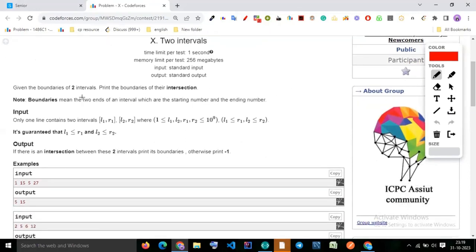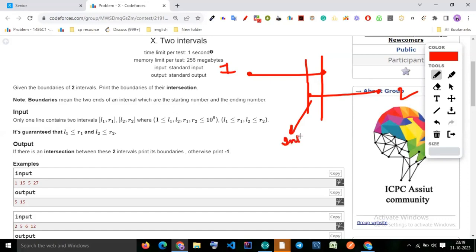So you have given the boundaries of two intervals. Let's suppose this is the first interval, and this is the second interval. Can you tell me what is the common point of both intervals? This point and this point, yes or not? This is a common point for both. Can we say that this is the intersection of both intervals? Yes or not? Okay, so that's what we have to find.